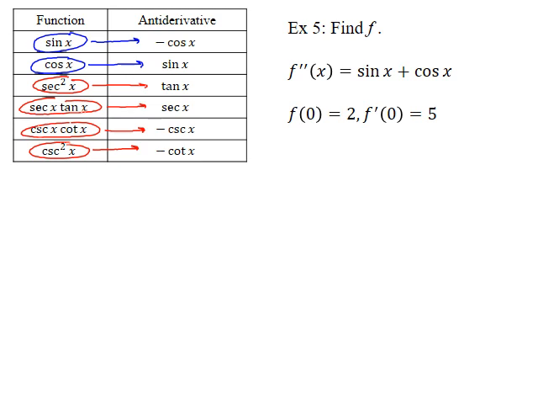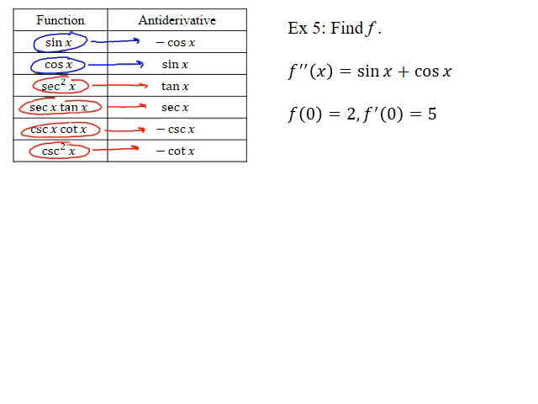So we're going to do 2 examples using trig functions, and that will be the end of this material for this class. Example number 5. If the second derivative of the function is sine plus cosine, and f of 0 equals 2 and f prime of 0 equals 5, what is the original function?